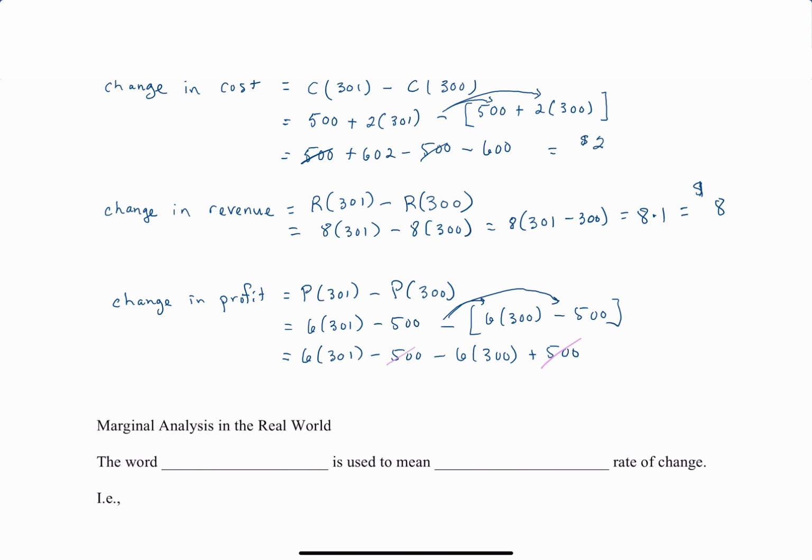Anyway, the 500s are going to cancel each other, and then I've got 6 times one thing minus 6 times the other thing, so I can factor the 6 out. That leaves me 6 times 1, which is just $6. So the profit goes up by $6.